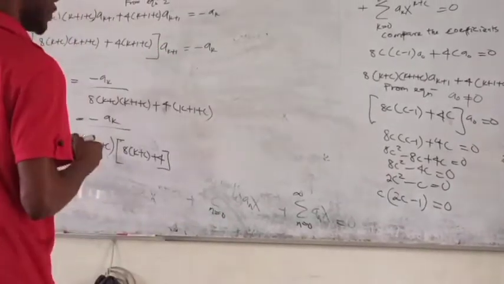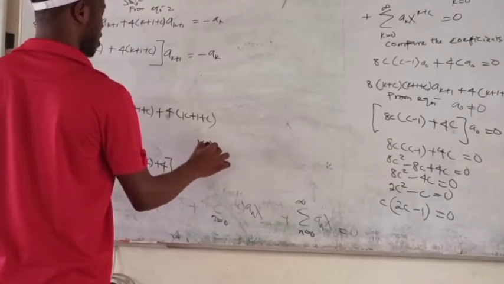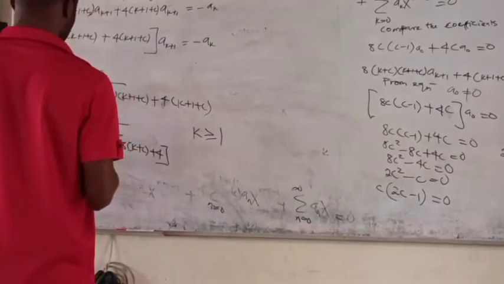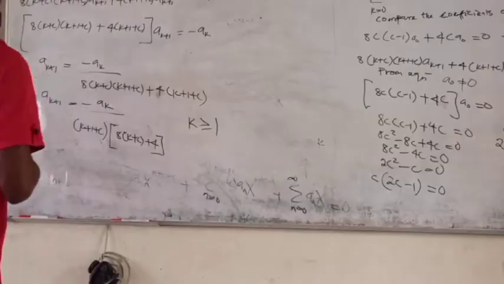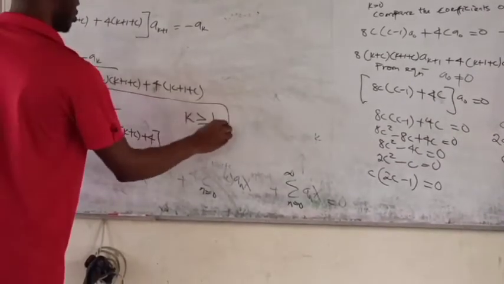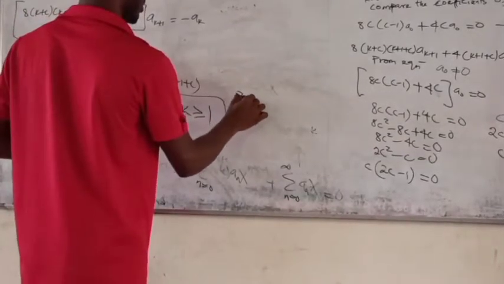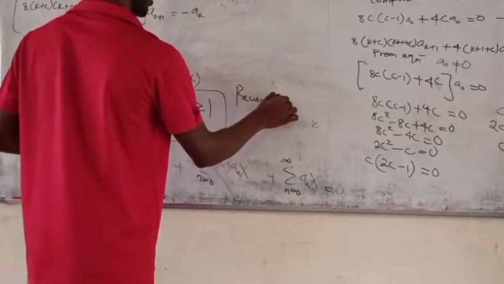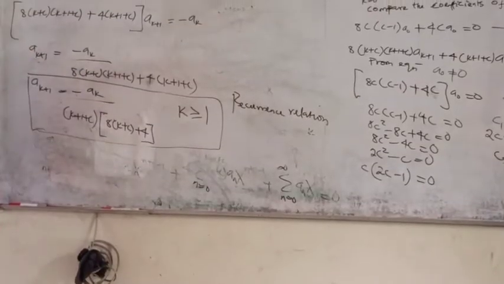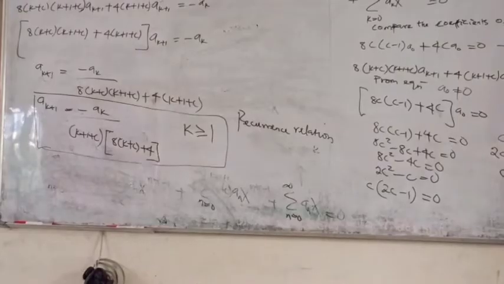So this equation is valid for when k is greater than or equal to 1. And this equation is called the recurrence relation. From here we have the recurrence relation, so we can further break things down.